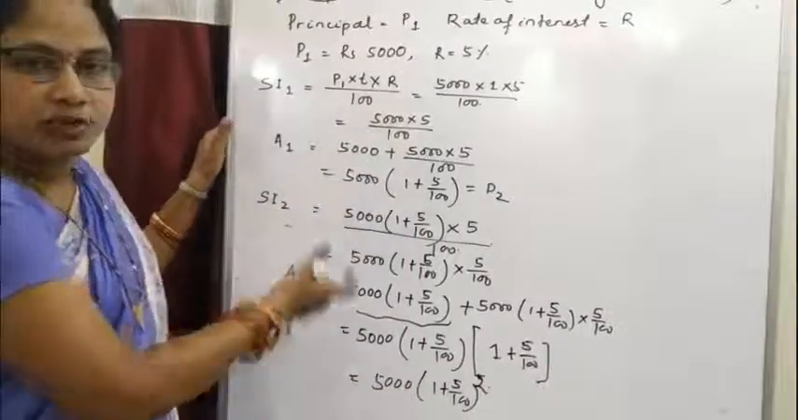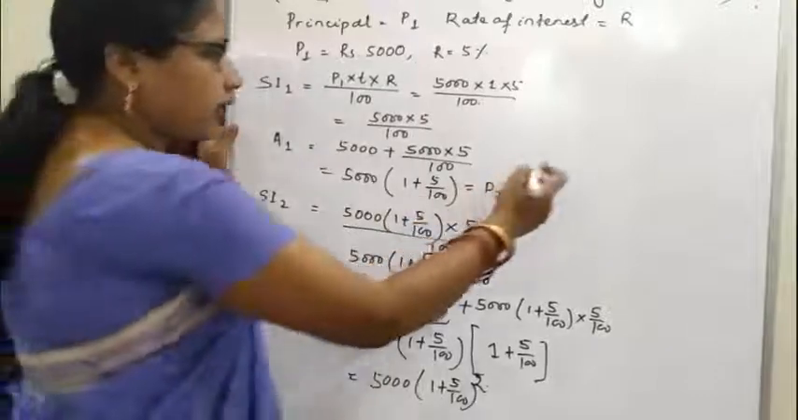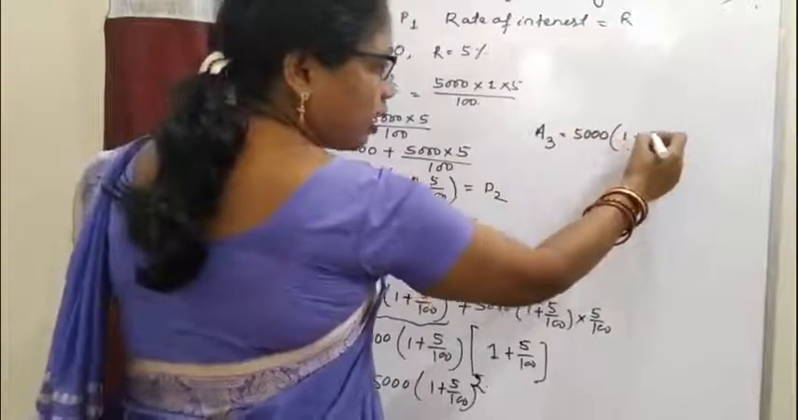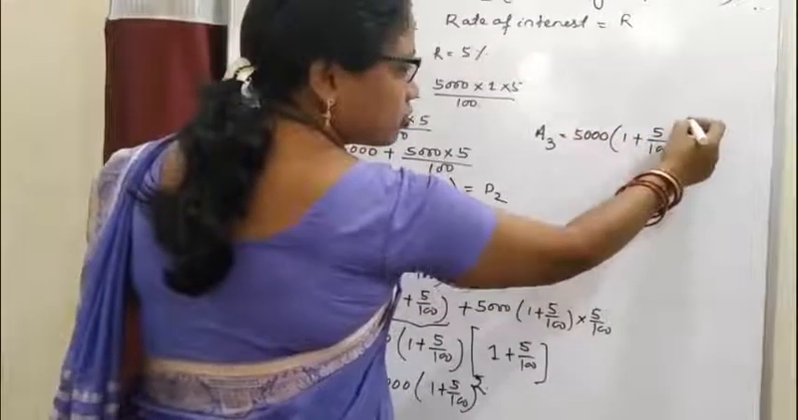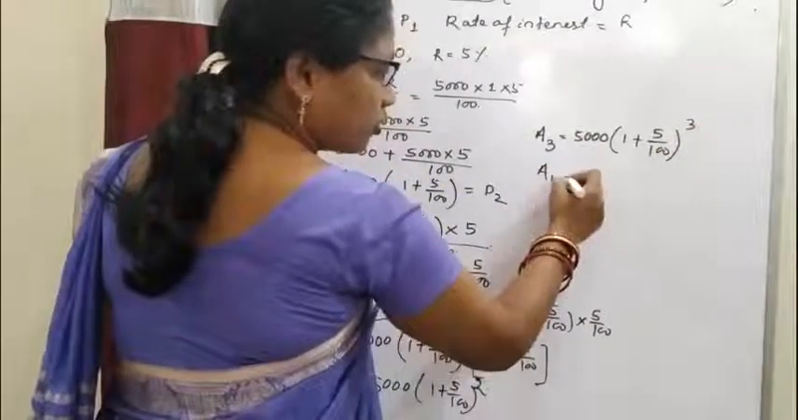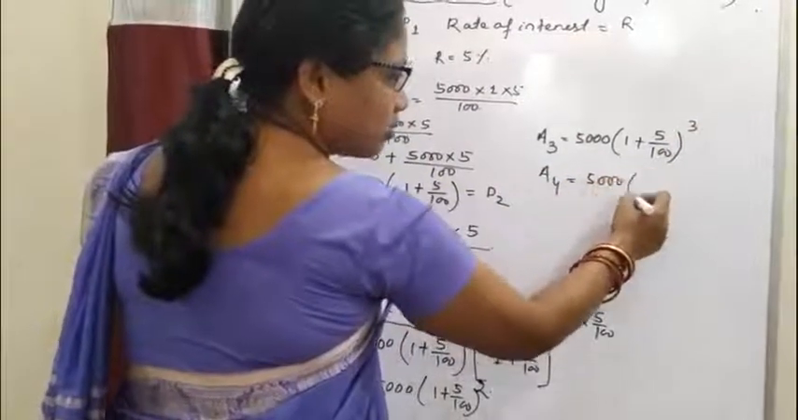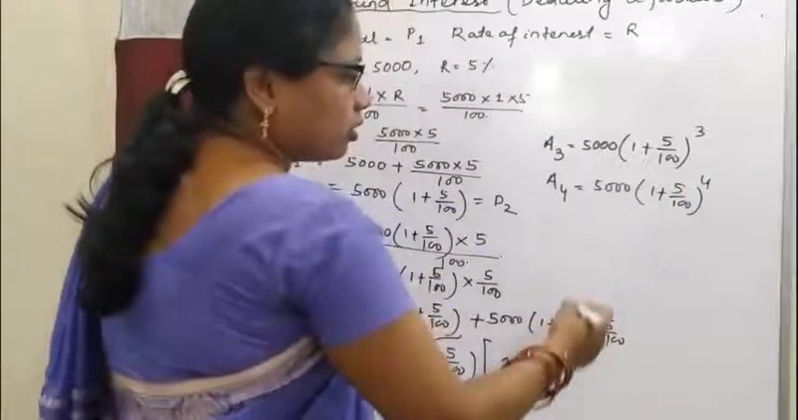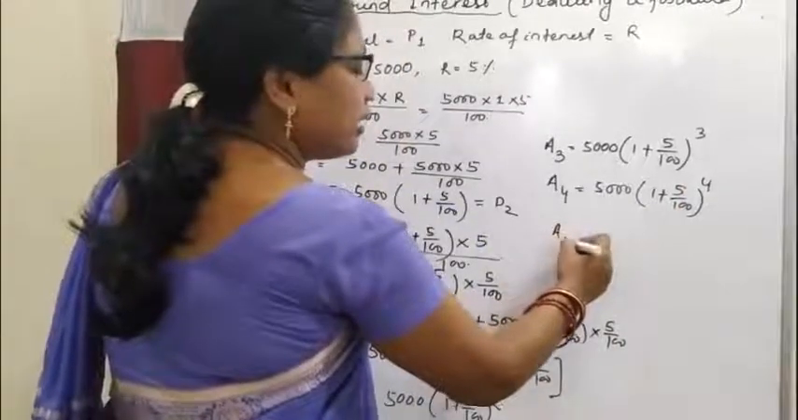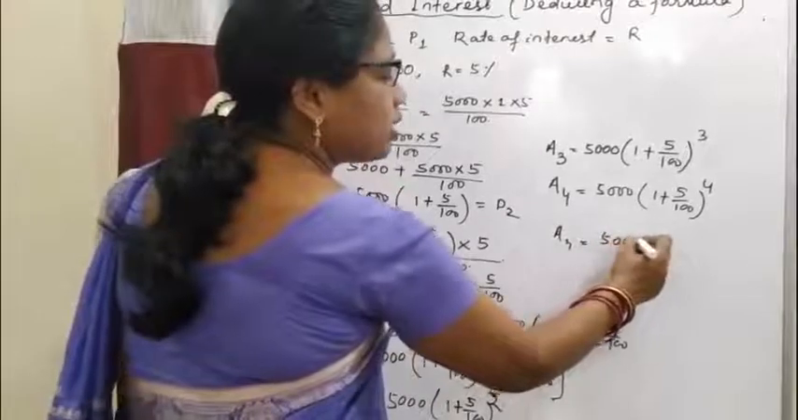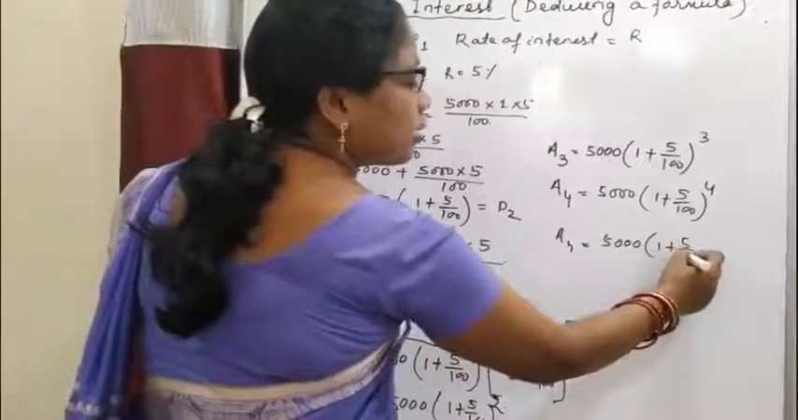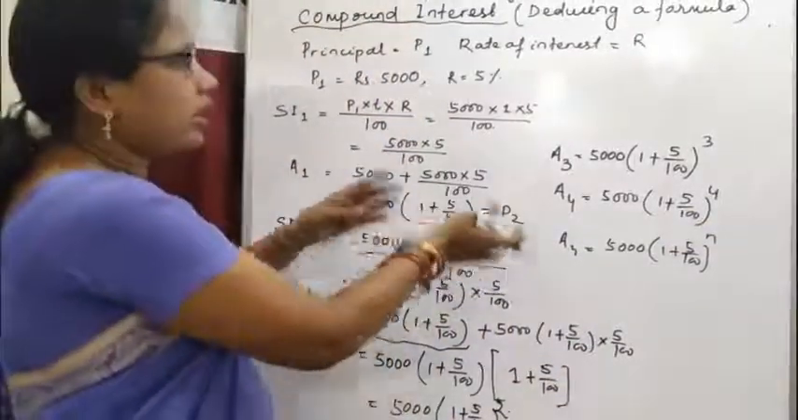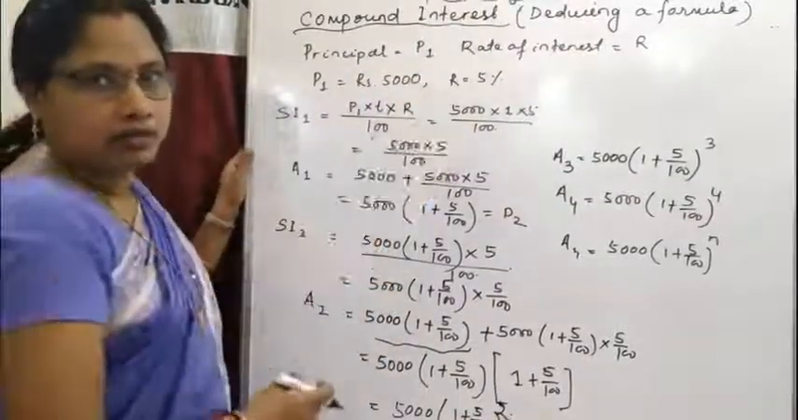If we continue this process for the third year and fourth year, for the third year A3 will be 5,000 multiplied with 1 plus 5 by 100 raised to the power 3. Like this, A4 is equal to 5,000 multiplied with 1 plus 5 by 100 raised to the power 4. So, like this, if we find An, that will be 5,000 multiplied with 1 plus 5 by 100 raised to the power n. So, let us find this formula in terms of P1 and R.